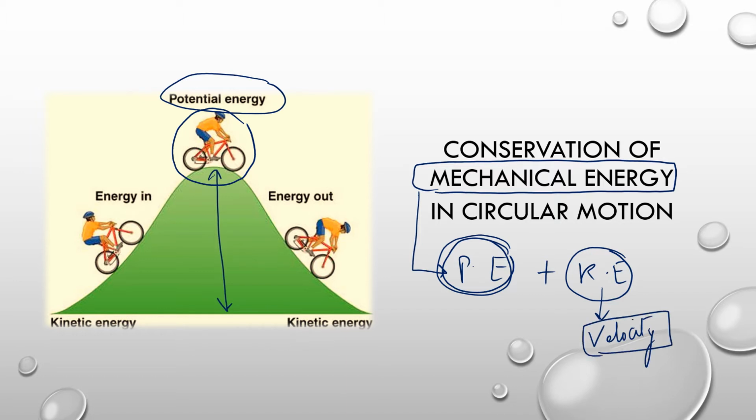So the sum of these two energies is nothing but mechanical energy, and according to the law of conservation of energy, this total energy is said to be conserved. That means initial energy should be equal to final energy. This is constant unless and until work is done by an external force.